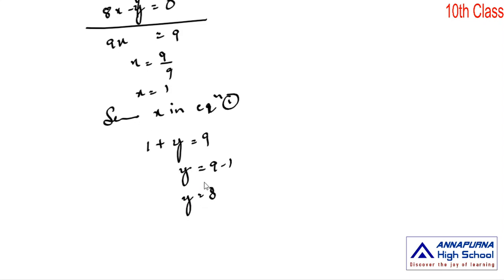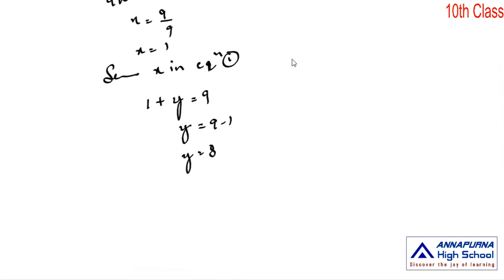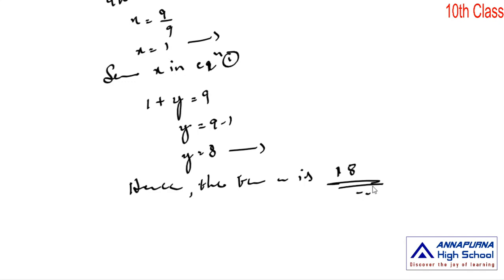Okay, so here x and y represent what? X represents the digit in tens place and y represents the digit at ones place. So here the tens place digit is 1 and the ones place digit is 8. Hence the required two digit number is 18. The digit at ones place is 8 and the digit at tens place is 1. So the required two digit number is 18. So this is the third one.